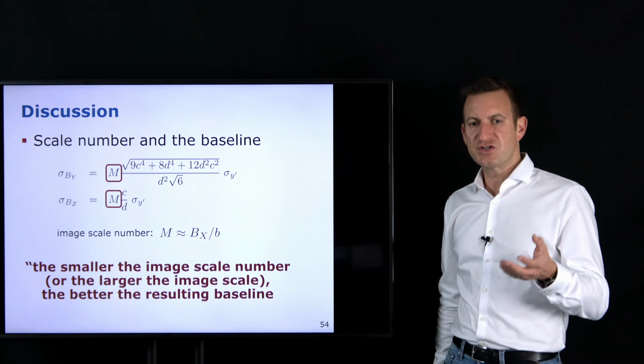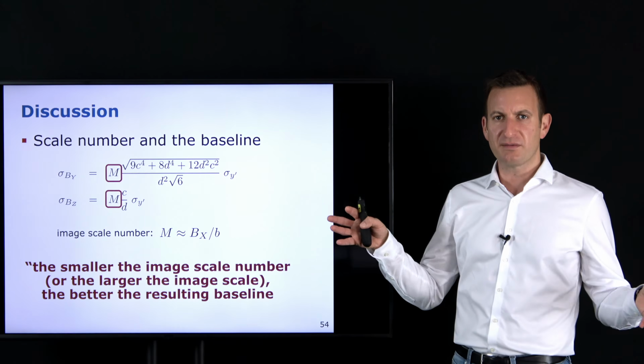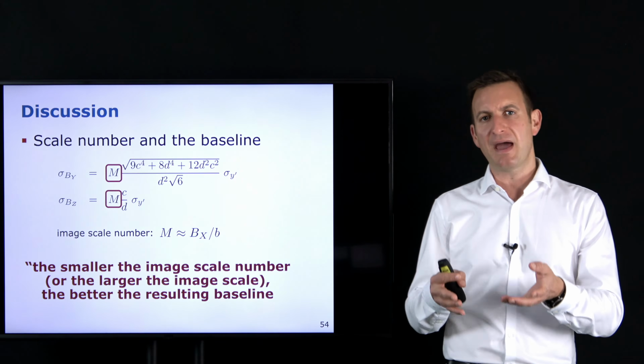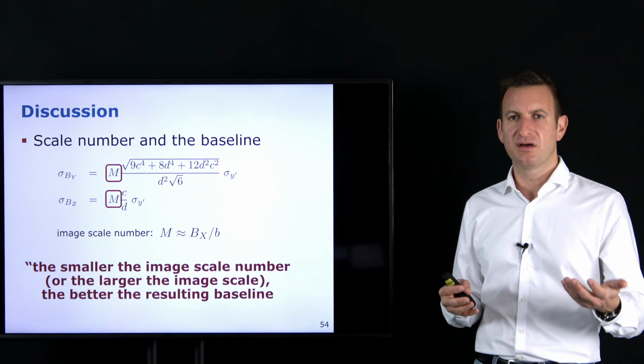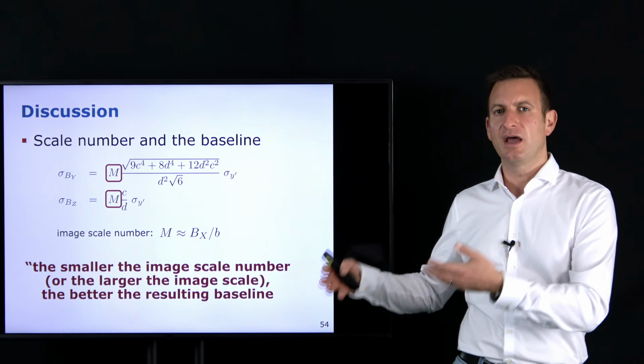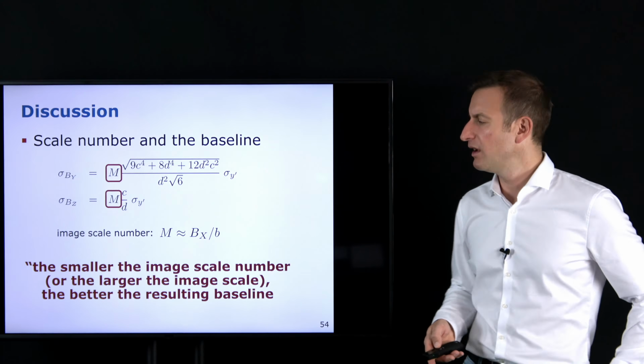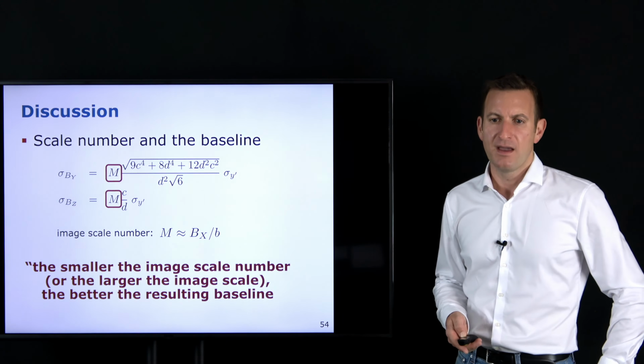So with those equations, we can directly see how the spread of the points over the scene impacts the quality that I get for my relative orientation, and also how the camera parameters affect this result.